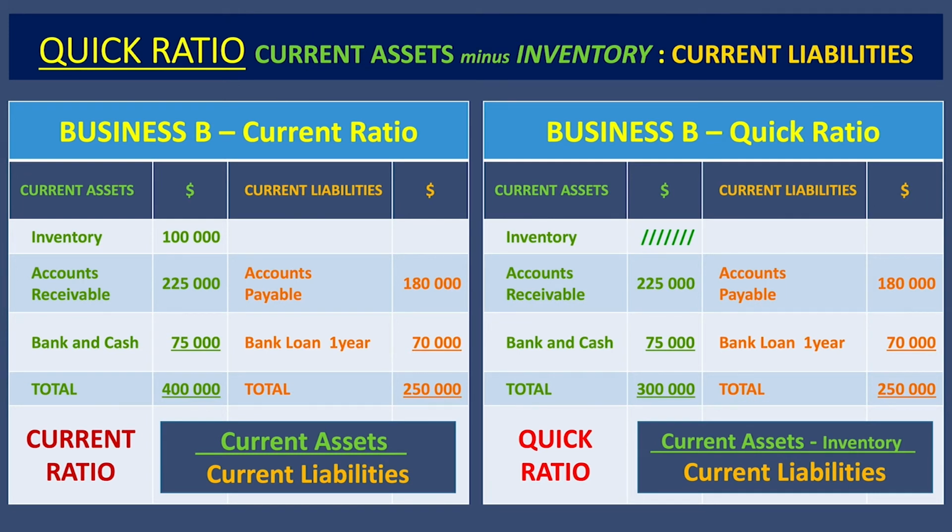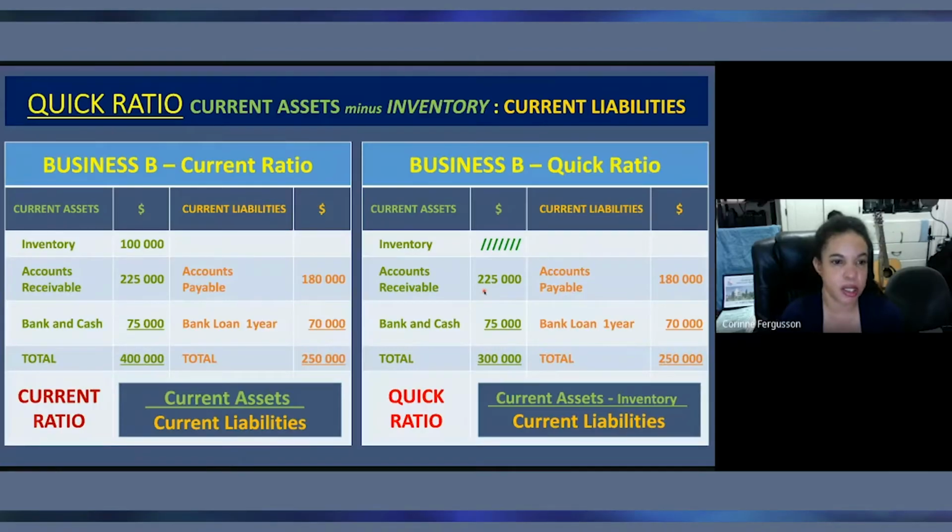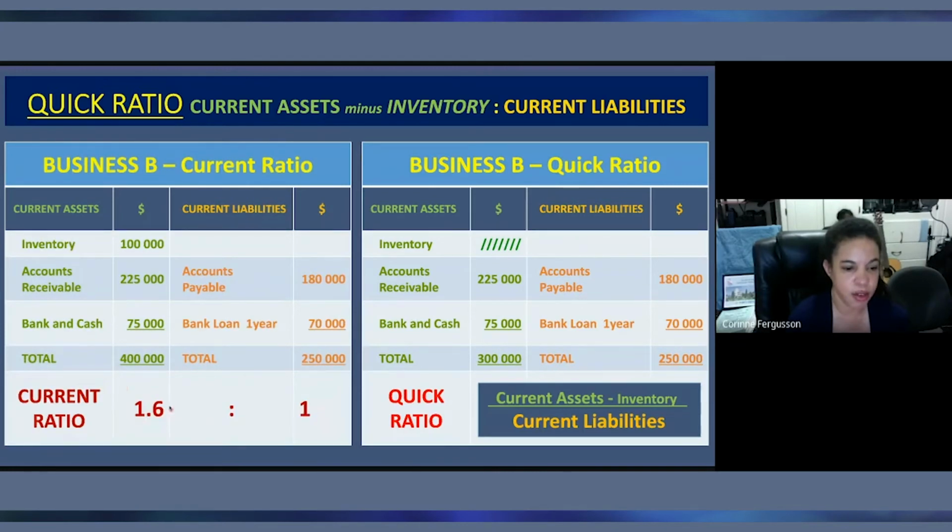So this is a nice little activity for you. We worked out business A, and we saw that business A's liquidity was around the generally acceptable 2 to 1 for current ratio and 1 to 1 for the quick ratio. We're going to do the same thing now for business B to see what we get for them. Your total current assets would be 400,000. Total current liabilities would be 250,000. So 400,000 over 250,000 for your current ratio will give you an answer of 1.6 to 1.